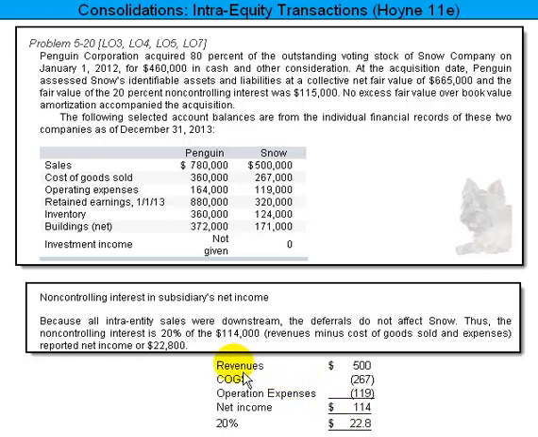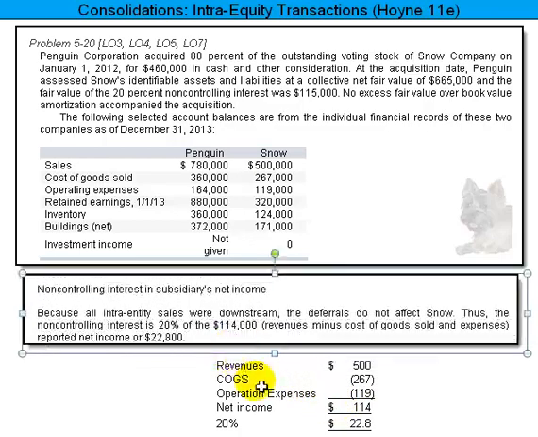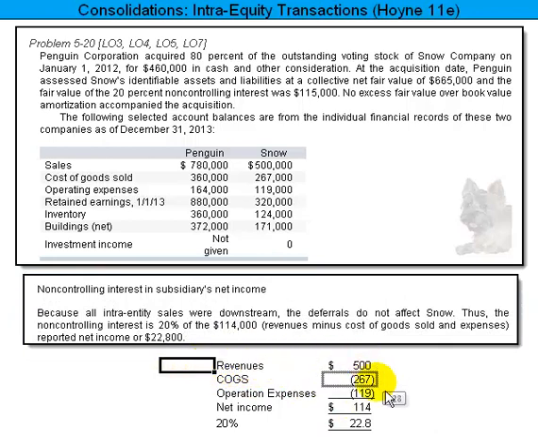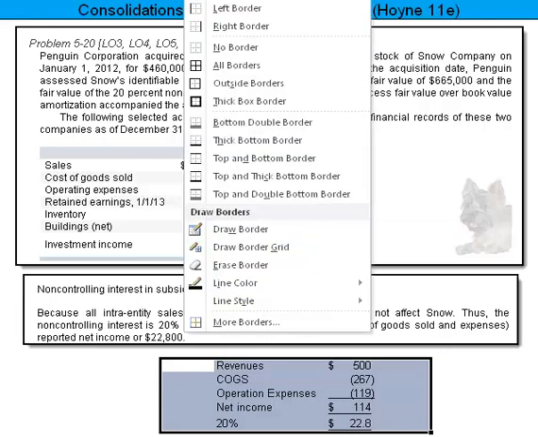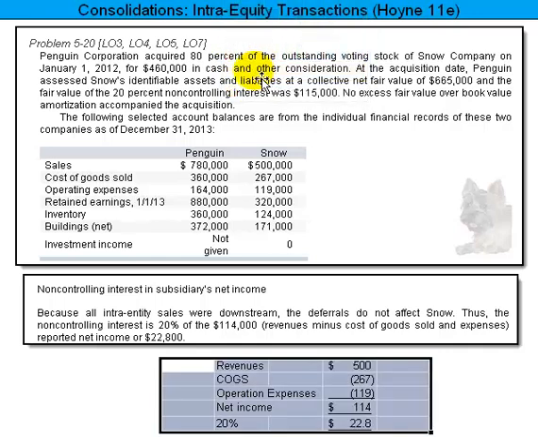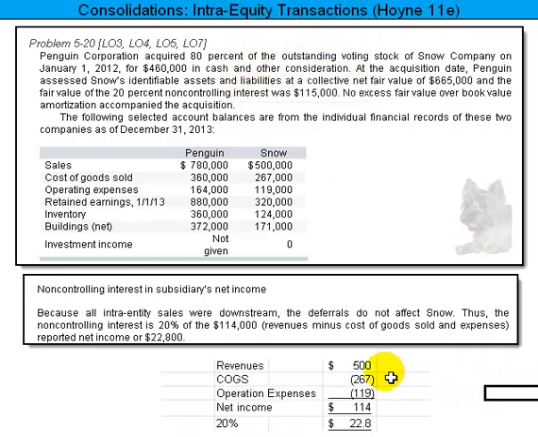I just entered that here in Excel. In fact, I probably should bring back the cells so that you can see this is just me entering it in Excel. It doesn't want to behave how I want. Let's put the lines back in. Let's just get rid of this, no fill, and you can see the lines now. All I've done is drop in the numbers above. The 500 less the 267 less the 119 gets you 114 of income, and 20% of that is the 22,800. And that's how you solve the non-controlling interest in the subsidiary's net income.